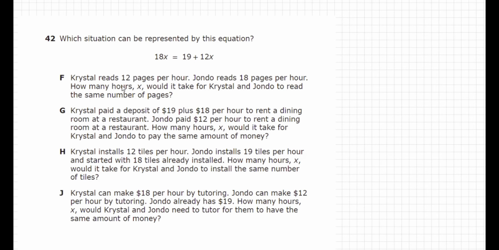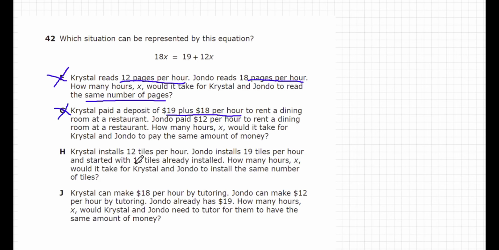Question number 42. Which situation can be represented by this equation? Option F. Crystal reads 12 pages per hour. John Doe reads 18 pages per hour. How many hours X would it take for Crystal and John Doe to read the same number of pages? Incorrect because 19 was not mentioned here. Option G. Crystal paid a deposit of $19 plus $18 per hour to rent a dining room at a restaurant. Per hour means times X, 19 plus 18X. So G is also incorrect.